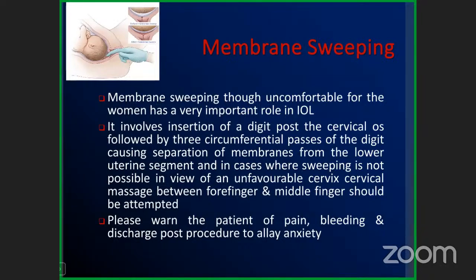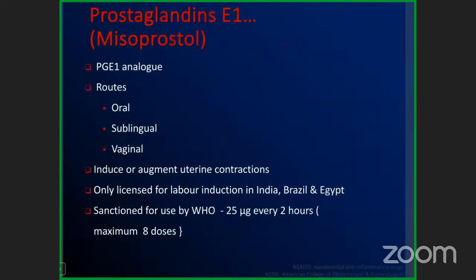It involves insertion of a digit past the cervical os, followed by 3 circumferential passes of the digit, causing separation of membranes from the lower uterine segment. In cases where stripping is not possible, with an unfavorable cervix, cervical massage between forefinger and middle finger should be attempted. Please warn the patient of pain, bleeding, and anxiety. Most of your patients after a stripping of membranes should go into labor in the next 24 to 48 hours.